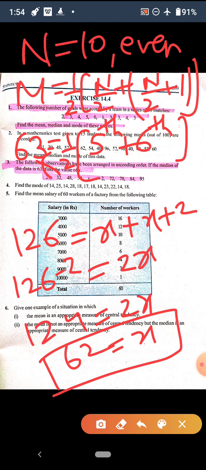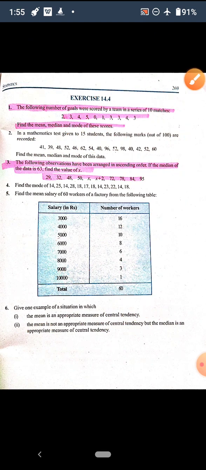In this manner you will do. In this question the median is given, so if the median is given, then you will put in the formula for median and you will get the value. Question number 4, find the mode: 14, 25, 14, 28, 18, 17. For this you will prepare a frequency distribution table, and after preparing it, the number having the highest frequency will be the answer.